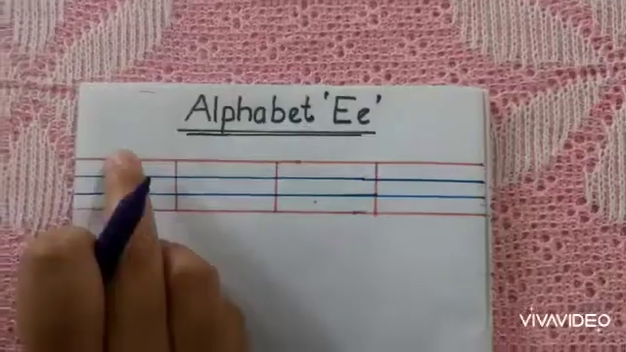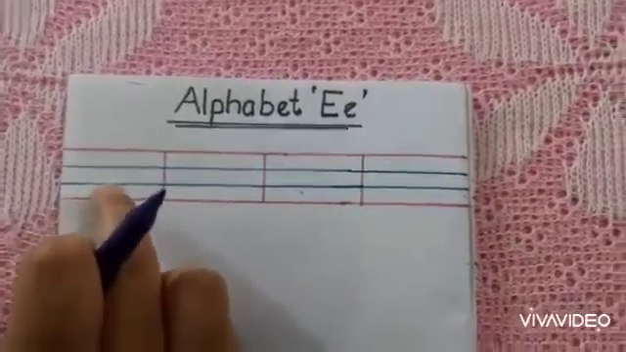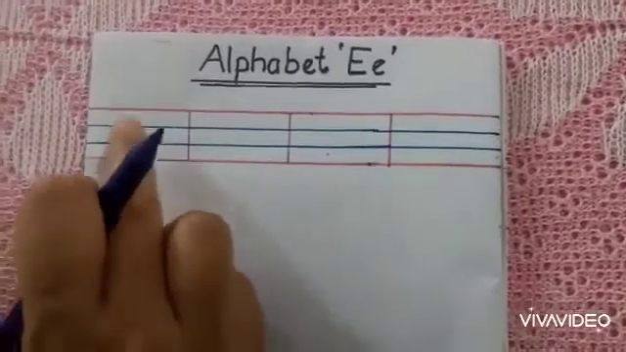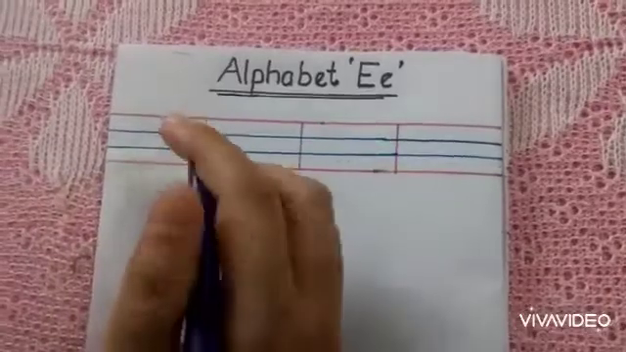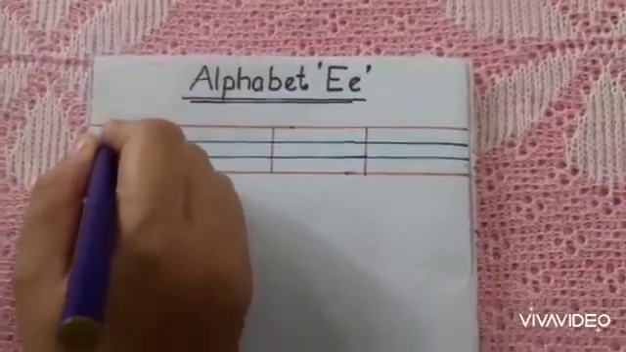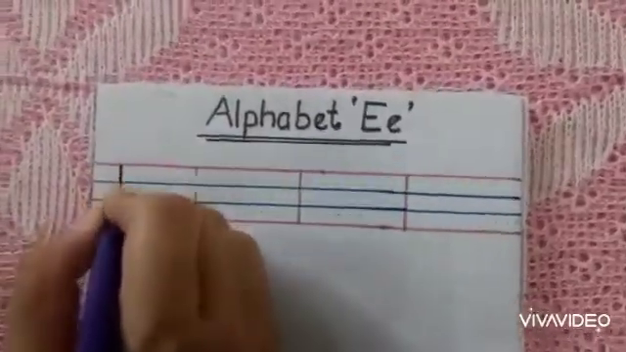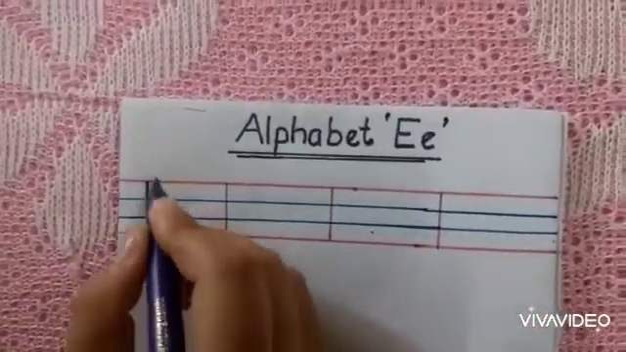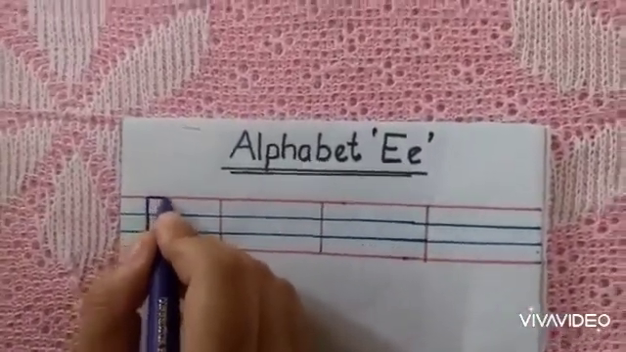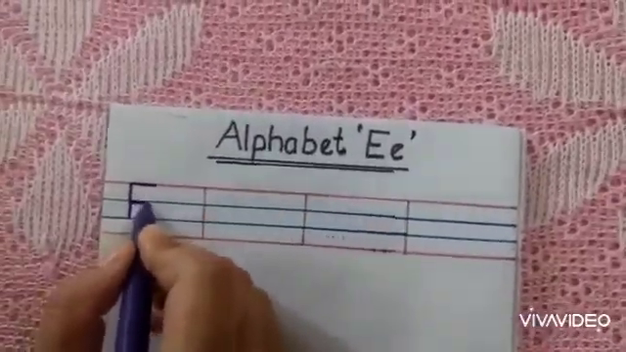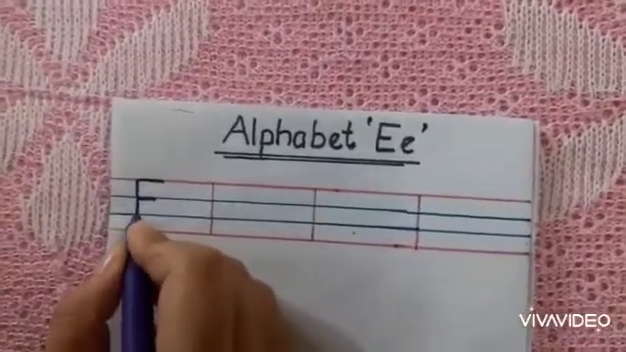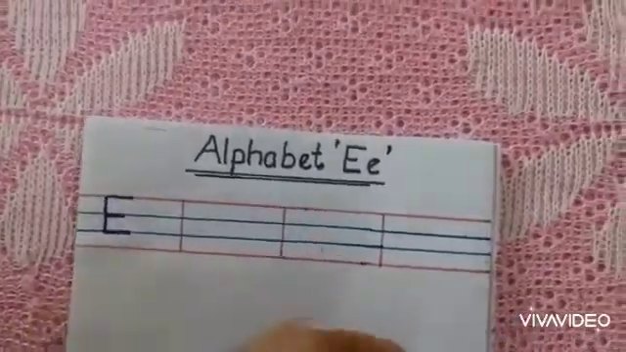Yes, once again, let's revise how you have to write alphabet E. In English, there are 4 lines. 2 red lines and 2 blue lines. Let's start writing alphabet E. From a red line, we will make a standing line till second blue line. Now from red line, make a slipping line. Now from first blue line, make another slipping line. And from second blue line, make one more slipping line.